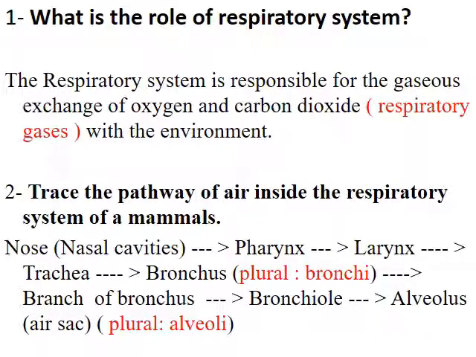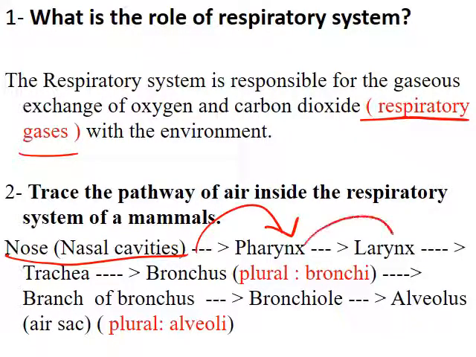What is the role of the respiratory system? The respiratory system is responsible for the gaseous exchange of oxygen and carbon dioxide. These are respiratory gases exchanged with the environment. The pathway, as I said, is the nose and the nasal cavities. Then it moves to the pharynx, the larynx. You have to study this pathway. Then it moves to the trachea, the bronchus. The plural is bronchi, as in math, you have radius, radii. Branch of the bronchus, then bronchiole, then alveolus, whose plural is alveoli, air sacs.